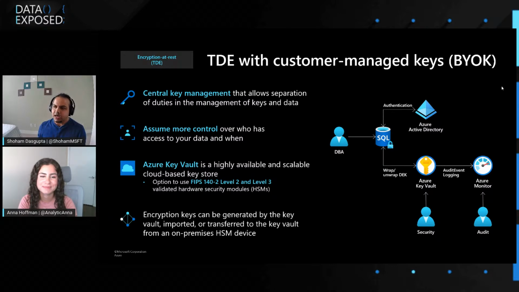And how do you now enable CMK for your SQL Server? The first thing that the DBA needs to do is enable what is called Azure Active Directory identity for the server. Once they enable that, then the SQL Server will basically have what is called a system assigned managed identity, also known as an Azure Active Directory identity.